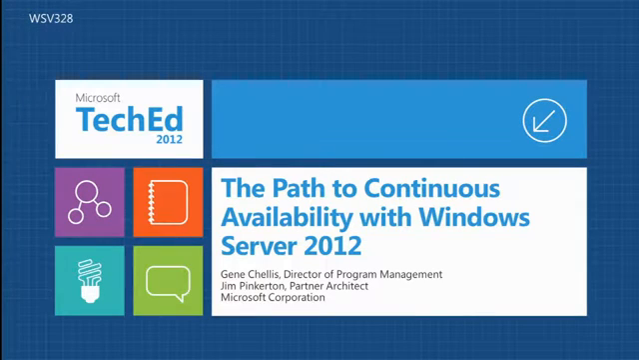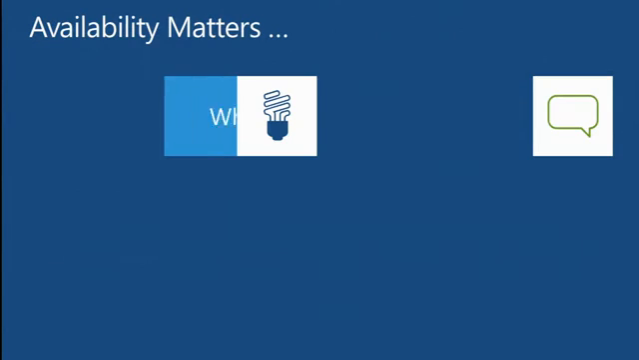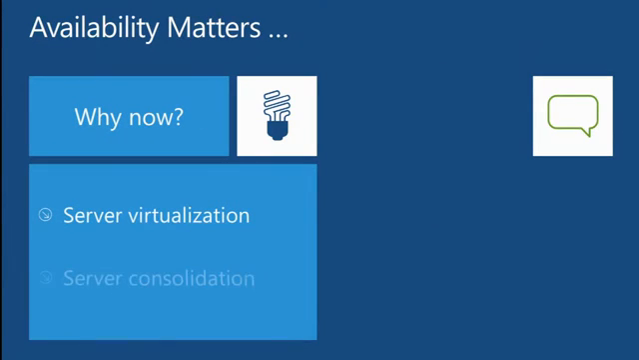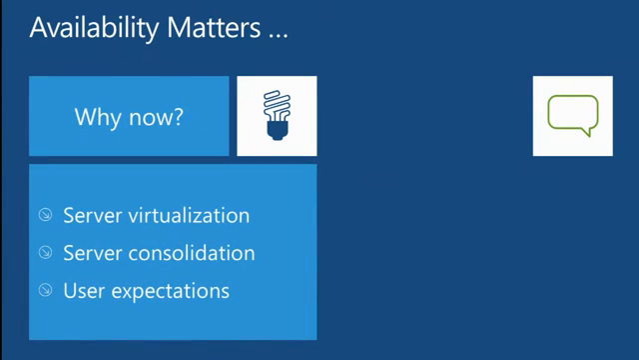So let's get started. Why availability? Availability has always been something that was an issue. But it wasn't always quite as important as it is today. Why is it particularly important now? Well, it's due to some changes in trends in technology where servers have gotten bigger, gotten better, and we have virtualization.